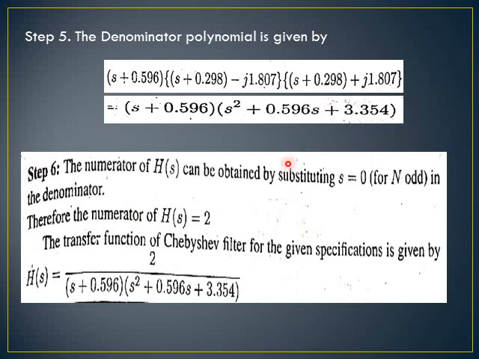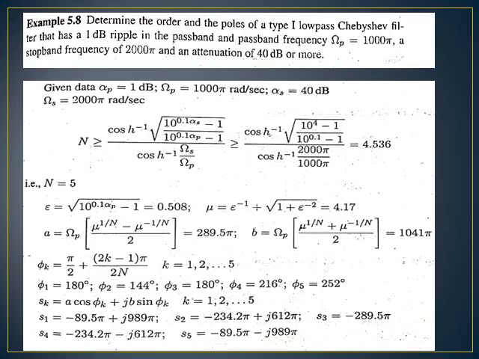Now in step 6, we need to find the value of the numerator. Here the value of n is odd now. So we'll be substituting s equal to 0 in the denominator polynomial. Once we substitute s equal to 0 in the denominator polynomial, we get h of s as 2. That is the numerator value as 2. Therefore, the transfer function of the Chebyshev filter will be given by h of s equal to 2 divided by the denominator answer. A similar kind of problem wherein we need to calculate the order and the poles of type 1 low pass Chebyshev filter. So this is how the flow is. Kindly refer.